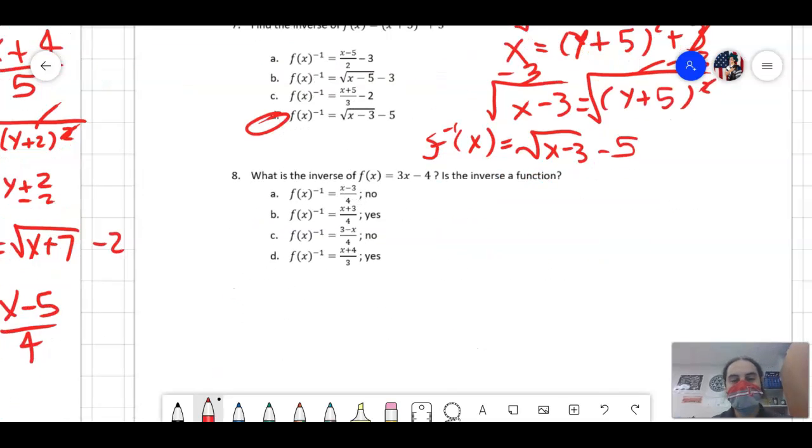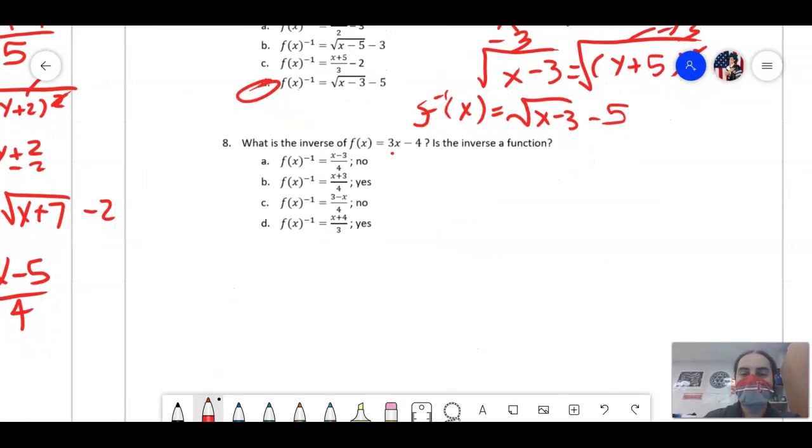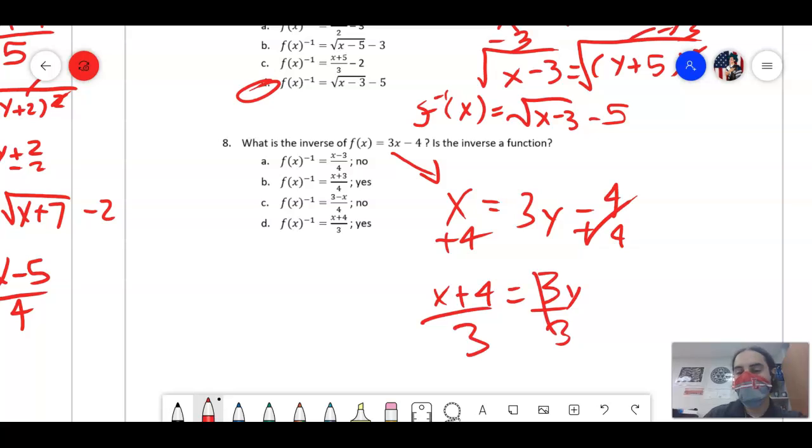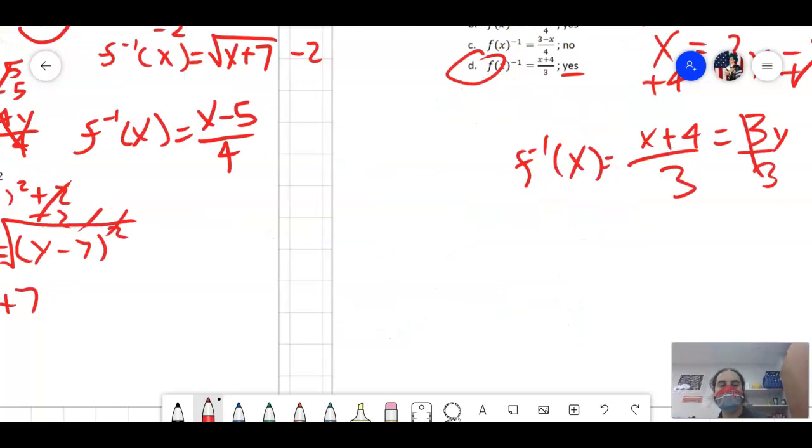All right. And 8, what is the inverse of this? So once again, switch x and y. It's getting kind of monotonous, but I think after this, we're done with those. So get rid of the constant loner by doing the opposite. Don't combine, bring them down. And then get rid of that coefficient by dividing. Call that the inverse. x plus 4 over 3. And that's, yes, a function. Linear equation.